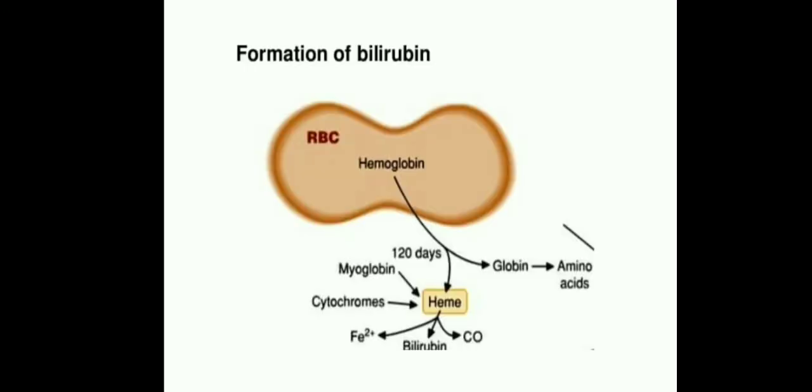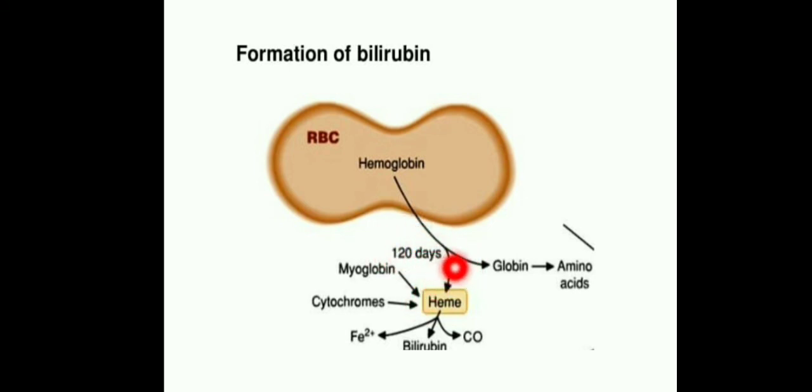Look at this picture of the formation of bilirubin. The image shows RBCs, red blood cells, which contain heme and globin, together called hemoglobin. Hemoglobin is divided into globin and heme. Globin is a protein or amino acids. Heme comes from the red blood cells. The lifespan of red blood cells, RBC, is 120 days.